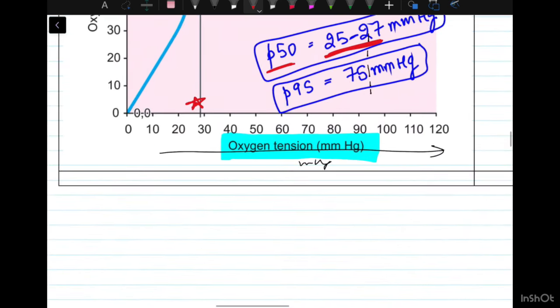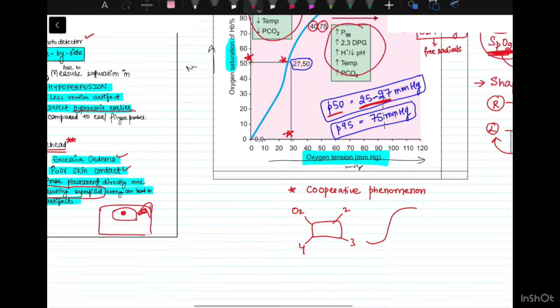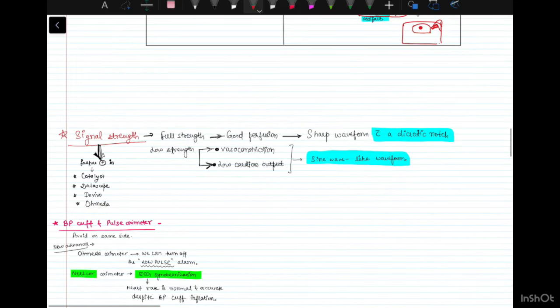And the sigmoid curve we can see is because of the change in affinity, or the cooperative phenomenon. The cooperative phenomenon is that hemoglobin has 4 binding sites, and if one oxygen binds to it, it will increase the affinity for the second oxygen, and the third, and then the fourth. This is the reason why it is a sigmoid shape. Let's move on from this curve to the next thing, which is the signal strength.